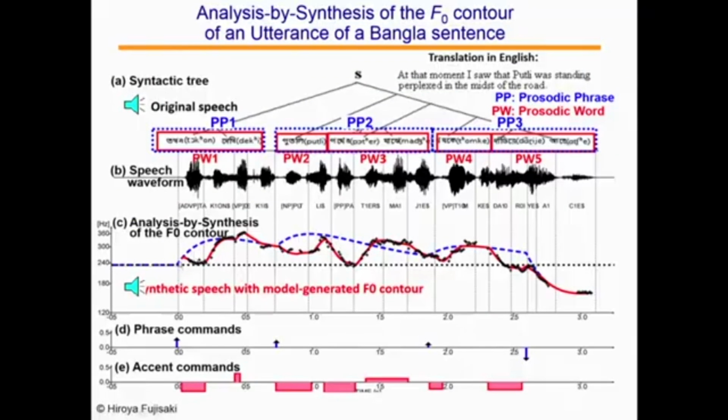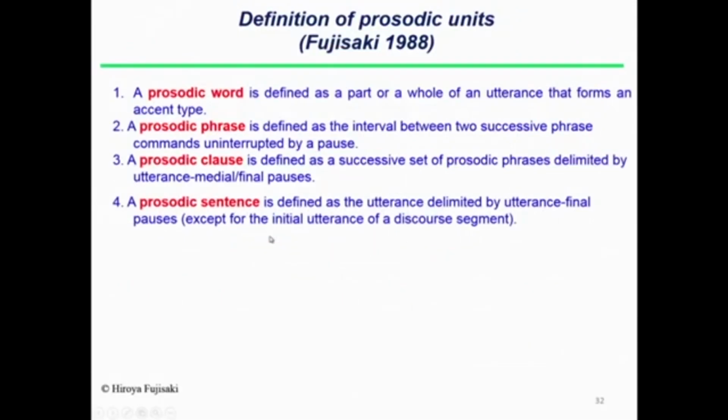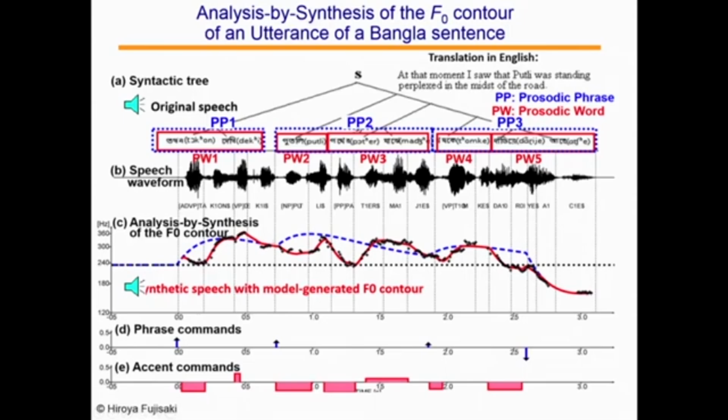If you see this blue line up to this point, it is a single phrase, phrase 1. This is called a prosodic phrase. Then the second part of the blue line is phrase 2, prosodic phrase 2, and the last one is prosodic phrase 3. Every phrase command is at the beginning of a phrase. So this phrase command is the end of the first phrase and the beginning of the second phrase.